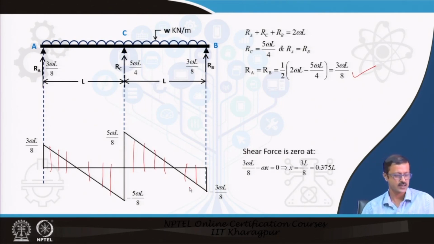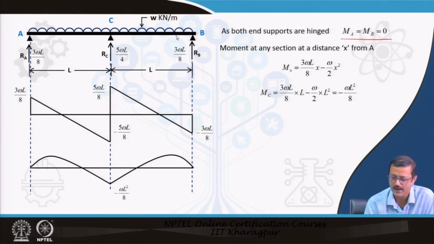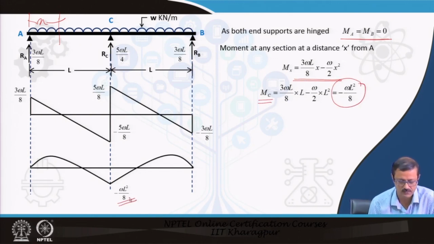So, this is the shear force diagram, and with the shear force diagram let us find out the bending moment diagram also. Now, if everything is known, it is nothing; you can very easily find out the bending moment diagram. So, at A and at B the bending moment is 0, that I know because of the hinges. At any distance x from A, you can write this equation to find out the bending moment. At C the bending moment is minus W L square by 8, which I have placed over here.